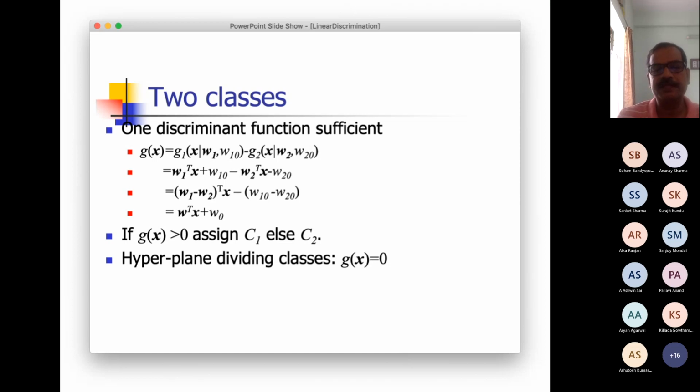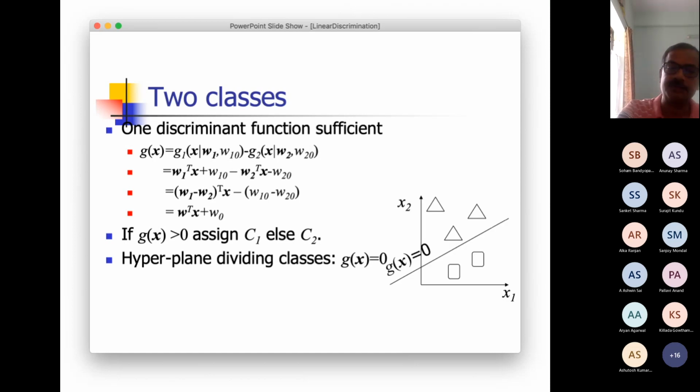So this hyperplane divides the feature space into two halves. One side is positive, the other side is negative. So the positive half means that if any feature vector belongs to that side, it would be assigned to C1, otherwise the other side would be assigned to C2.